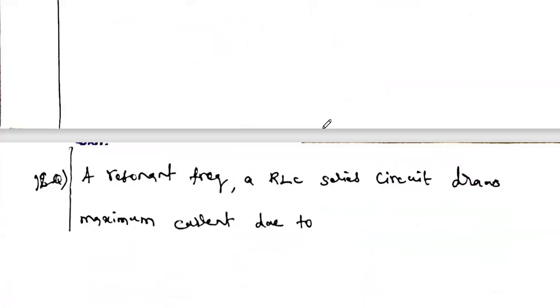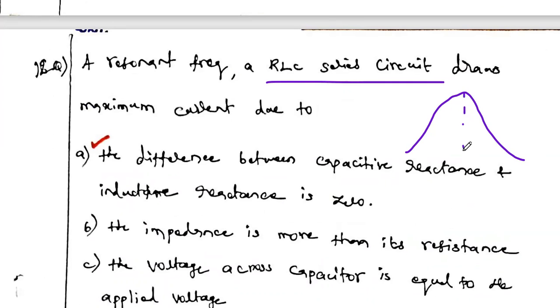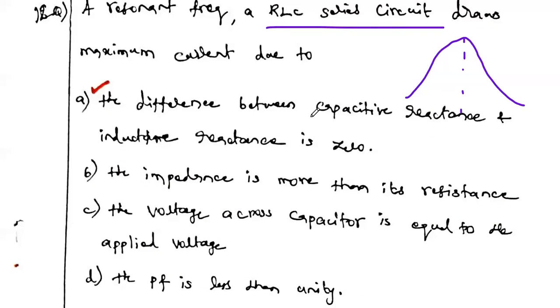Then the second question: a resonant frequency in a RLC series circuit draws a maximum current due to dash. In a series RLC circuit at the resonant frequency condition, the maximum current flows in that RLC circuit. This is the characteristic curve, current versus frequency. At resonant frequency, the current flowing through the RLC circuit reaches the maximum value. What is the reason?